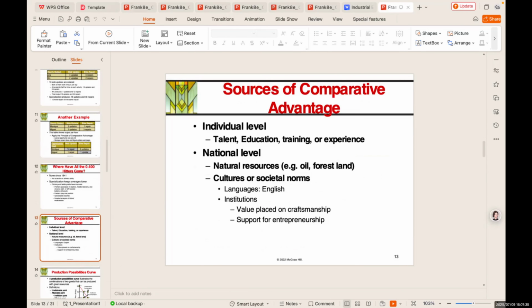But why do different people have comparative advantage in different tasks? That's because the attributes of different economic entities are different. At the individual level, there are their talent, education, training, or experiences. While at the national level, there are national resources, like oil and forest, and culture and social norms. All of these attributes will influence the opportunity cost of an economic entity and influence their comparative advantage.